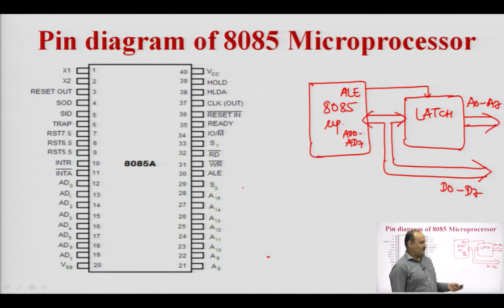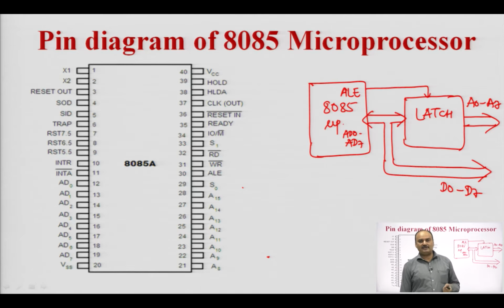See here, this is the latch. This latch is enabled with the help of the ALE signal. The microprocessor will generate an active high ALE signal during the T1 T state of the machine cycle. During the execution of an instruction, it will enable this latch, and once the latch is enabled, it passes the information from input to output.